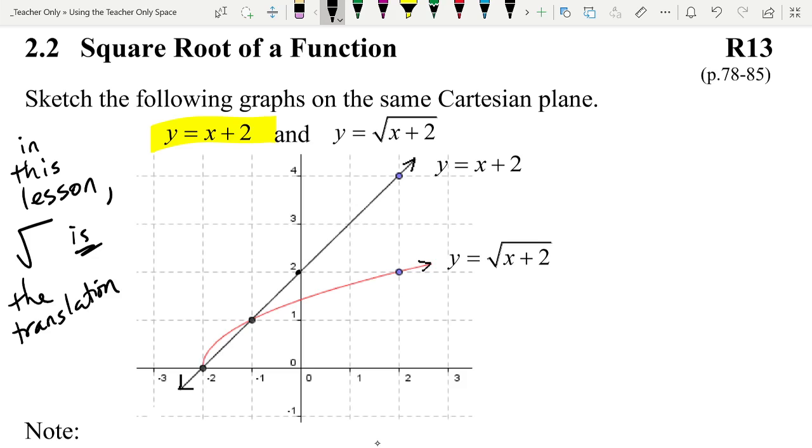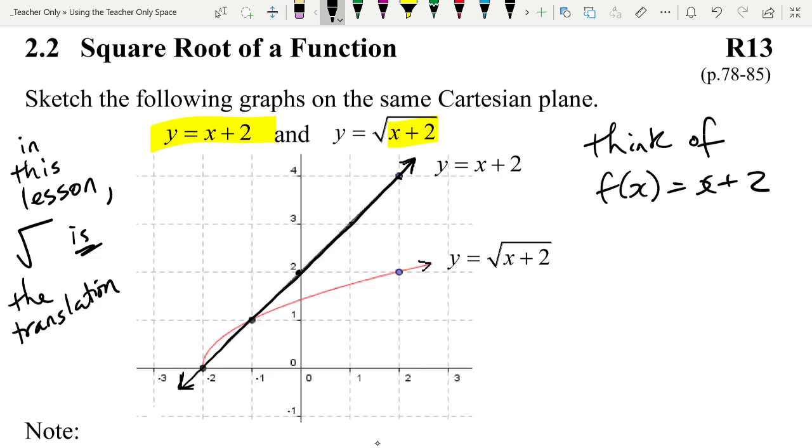The 2 is the y-intercept. It has a slope of 1. And then, of course, draw yourself a line. And then the transformation is, what do I change about that black line if it gets put underneath a square root sign? Well, think about it as f of x is x plus 2, so y is the square root of f of x. In other words, square root all the y values on my original graph.